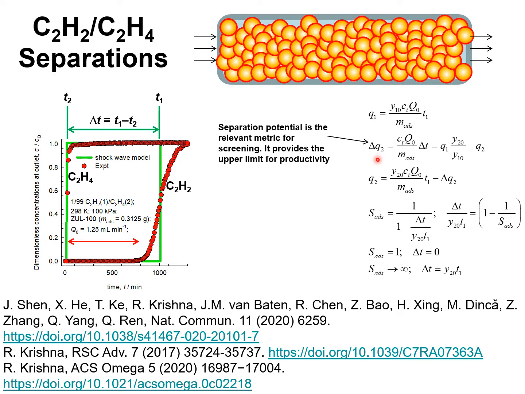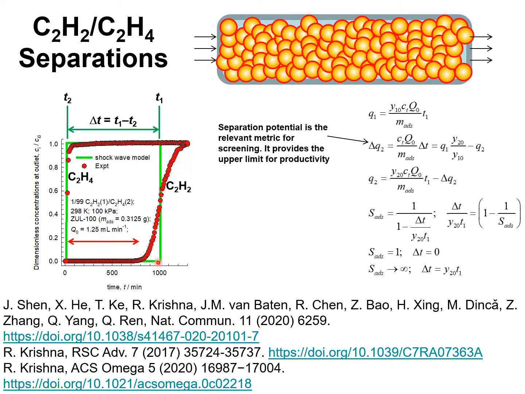We term delta Q2 the separation potential, and it's the relevant metric for screening because it represents the maximum productivity of pure C2H4 that can be realized in a fixed bed adsorber, which in this time period delta T is represented by the green arrow, whereas in the breakthrough experiments, the actual productivity is lower than this value because of the distended nature of the breakthrough curves observed in the experiment.